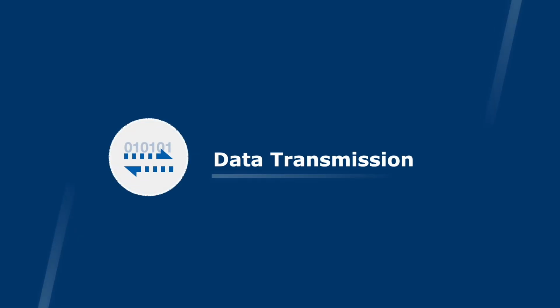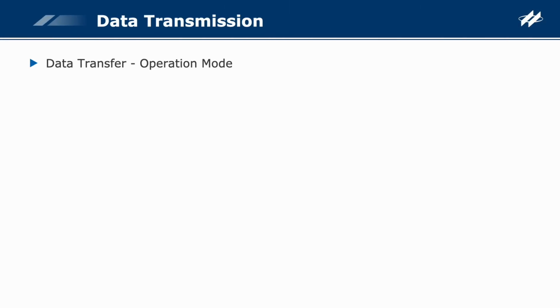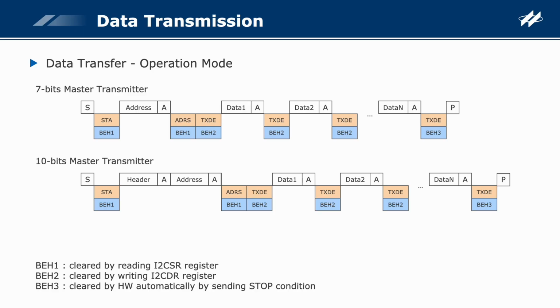Data transmission. The I²C module can operate in one of the following modes: master transmitter, master receiver, slave transmitter, slave receiver.